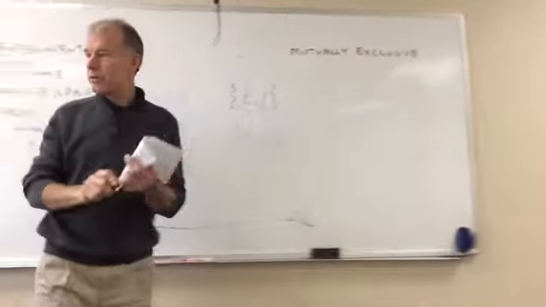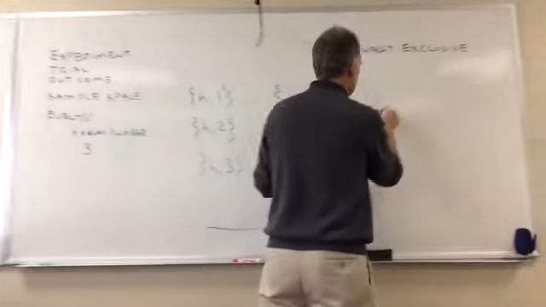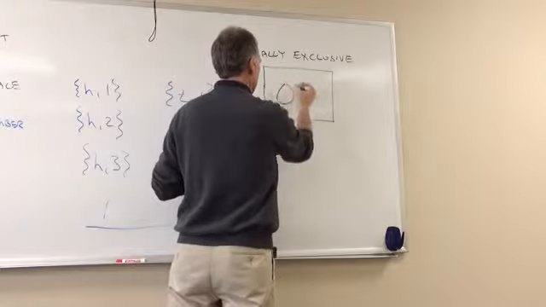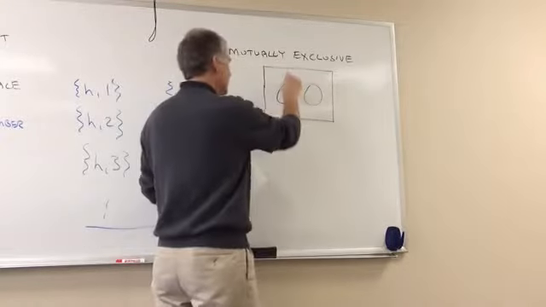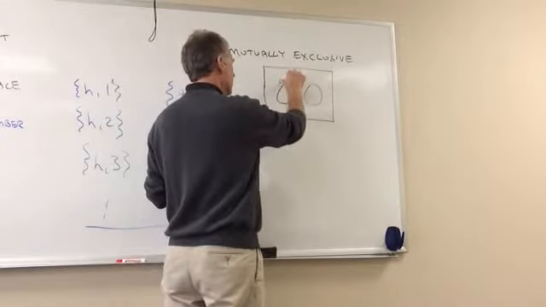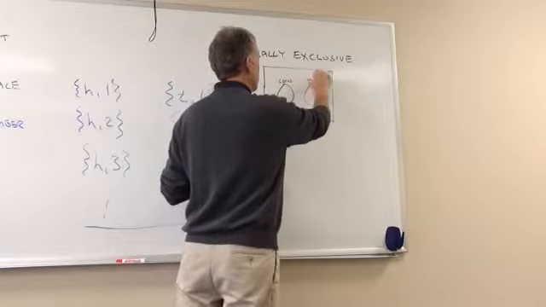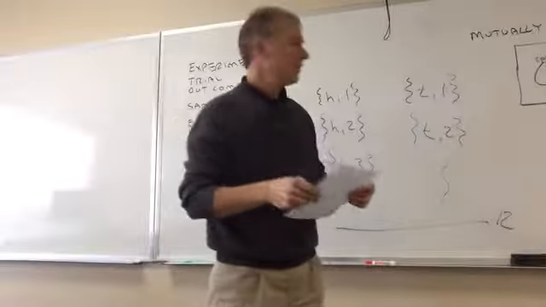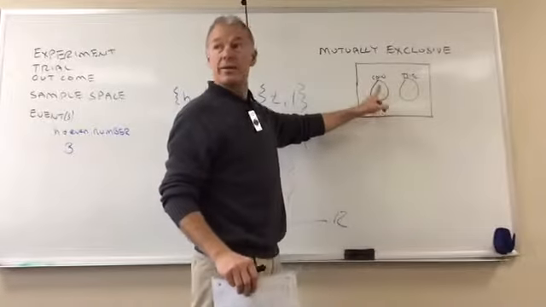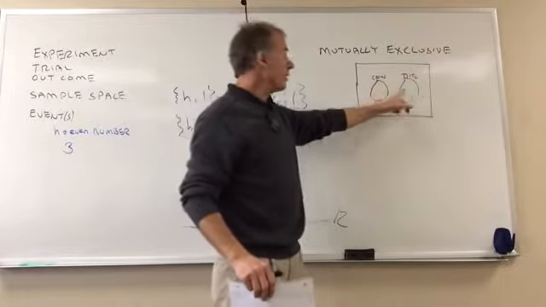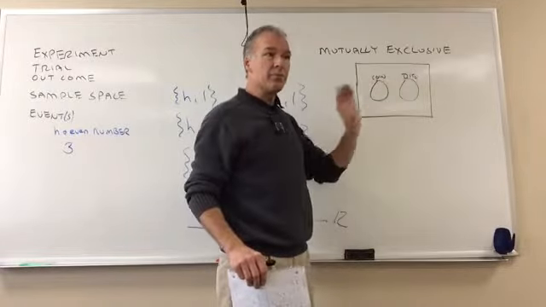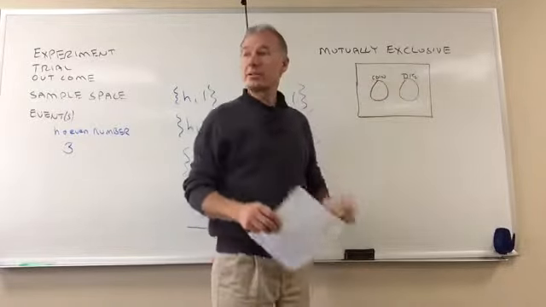So, mutually exclusive. If I were making a Venn diagram, this could be my coin, and this could be my die. In here, I would of course have heads and tails. Over here, I have 1, 2, 3, 4, 5, 6, but they don't overlap in any way. They're completely independent, or mutually exclusive.